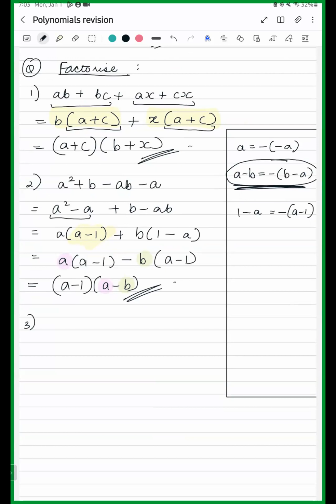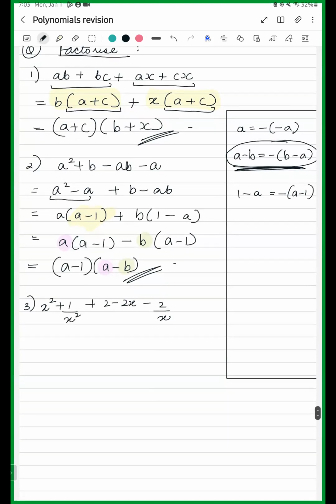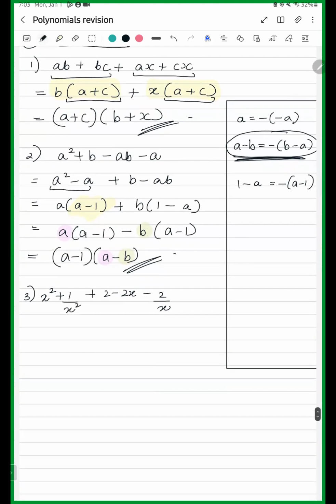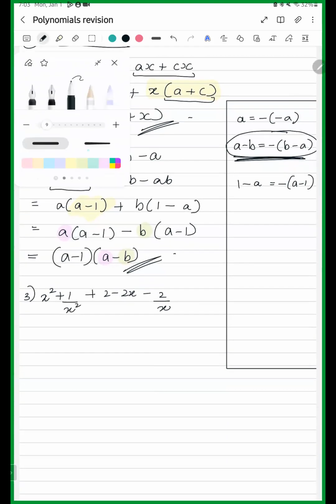Okay, let's move on to the next one. X square plus 1 by x square plus 2 minus 2x minus 2 by x. Now this is a kind of tricky thing that you need to remember, but don't worry, it's not difficult.